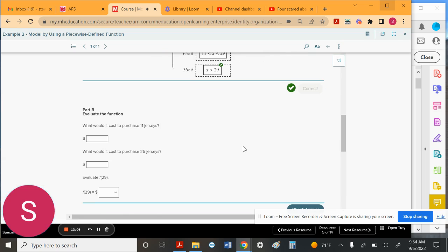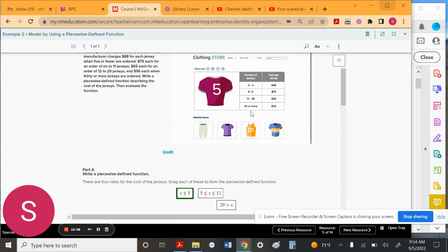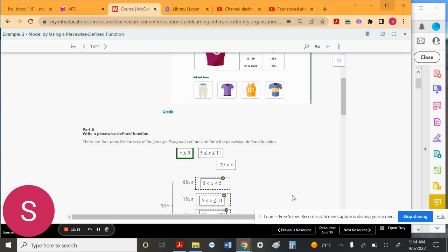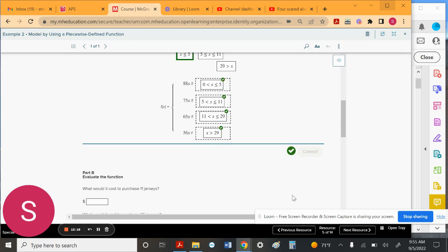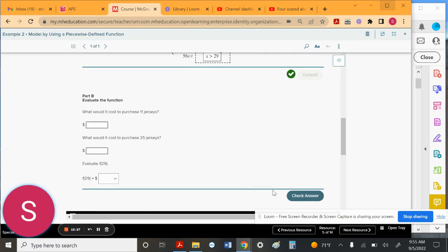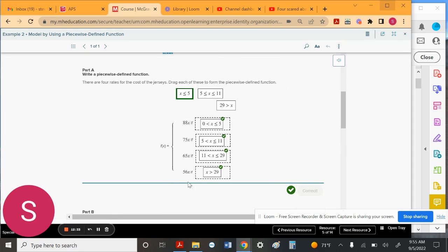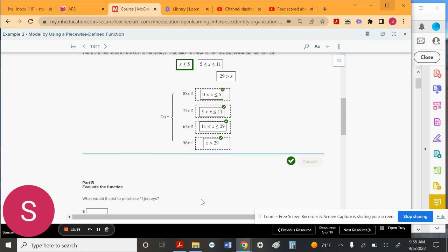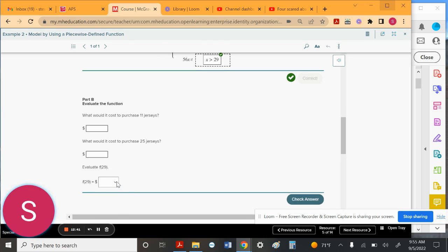So we're just kind of checking. What would it cost to purchase 11 jerseys? If we want 11 jerseys, it would be 11 times 75, whatever that number is. And for 25 jerseys, it would be 25 times 65. Okay, so that's what we'd be looking at. And then the last one says evaluate f of 29. That just says if there's 29 jerseys. So at 29 jerseys, it would be this one, not this one, because that's the equal sign. So it'd be 29 times 65. And then we get our answer here. Okay, so that's what we're looking at on those particular numbers.